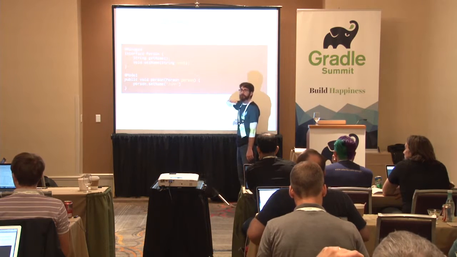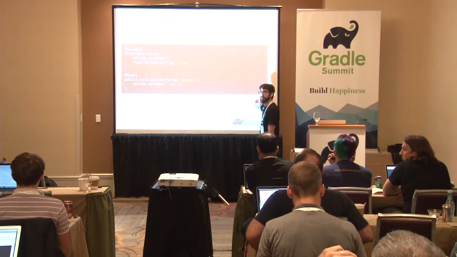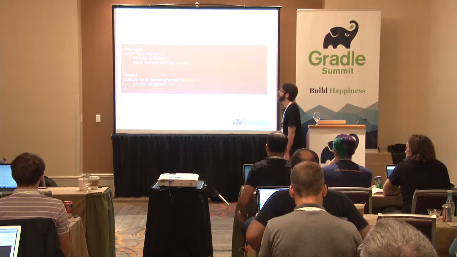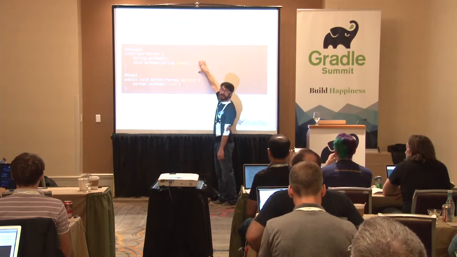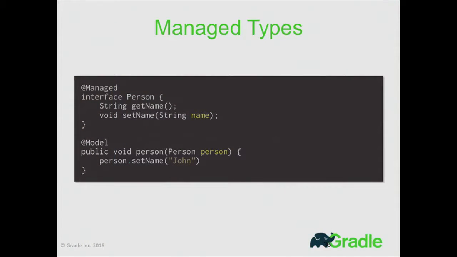So the managed block doesn't create a new instance? No, so this isn't creating anything. We're just defining a type. We're just saying this exists. Okay. This is a type of thing. Yep. So it's not returning person in the second block. Yes. This doesn't have a return type. This is a return type void.